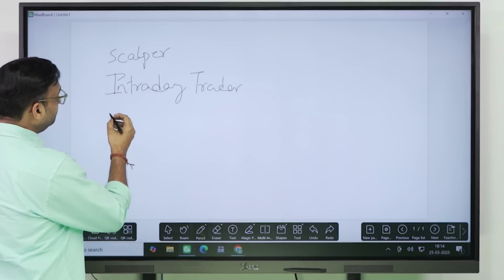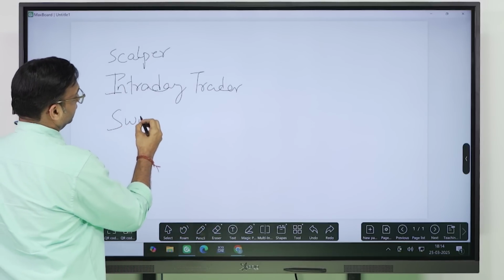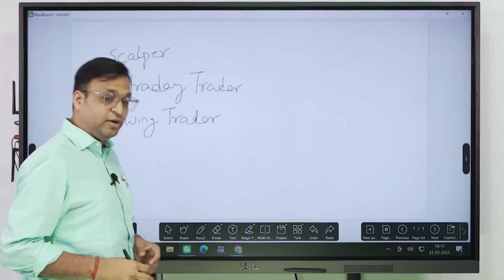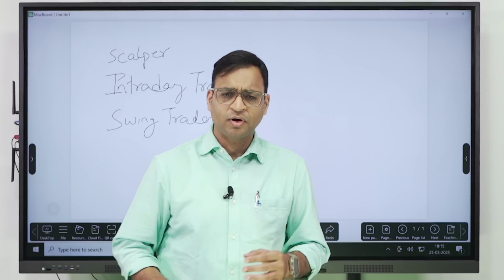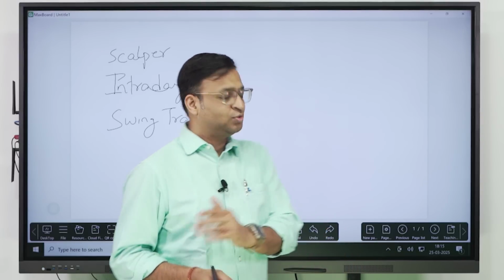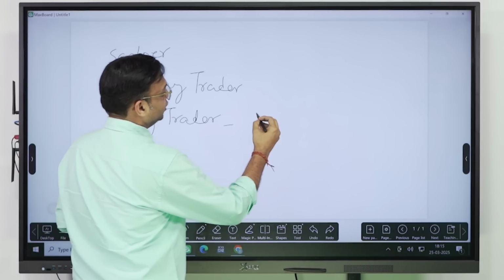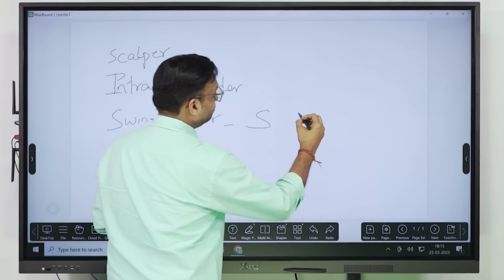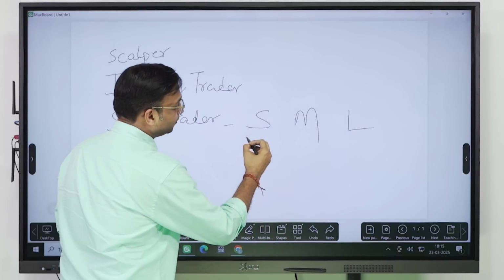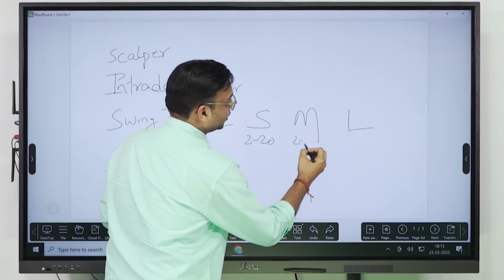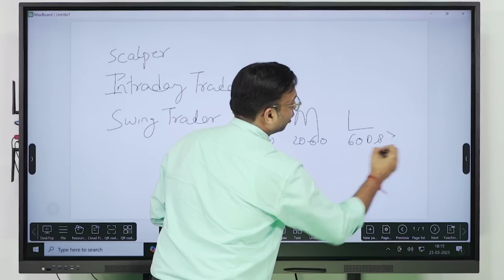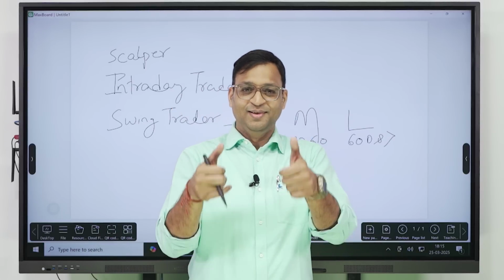All right. You could be a swing trader. Swing trader is someone who takes position for a shorter swing, medium swing or longer swing. So in this swing trader, you could be short swing, you could be medium swing, you could be long swing. Short swing is typically 2 days to 20 days, medium swing would be 20 days to 60 days, and long swing would be 60 days and beyond. Are you with me? You're getting everything?